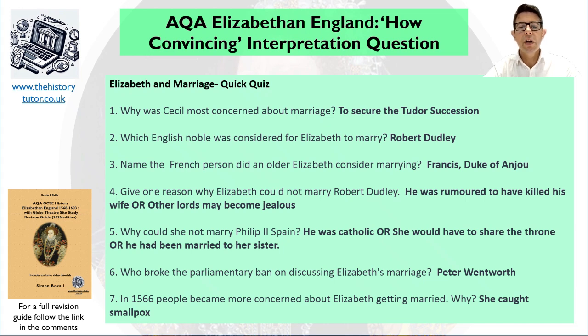Question number 5. Why could she not marry Philip of Spain? So this is obviously from earlier on in her reign, maybe a little bit before the course, but it's worth being aware of so you can understand why a little bit of angst and problems emerges between Philip and Elizabeth. So firstly, Philip was Catholic, of course, and so Elizabeth felt she couldn't marry a Catholic. Also, Philip would want to be super powerful and take over running the country perhaps, so Elizabeth didn't want to share her power.